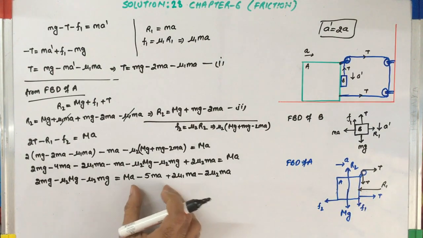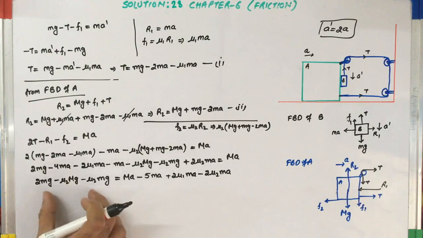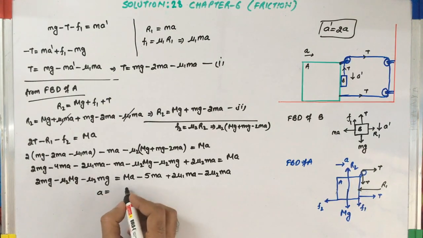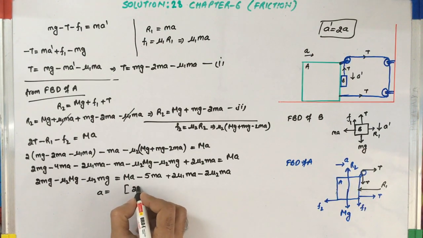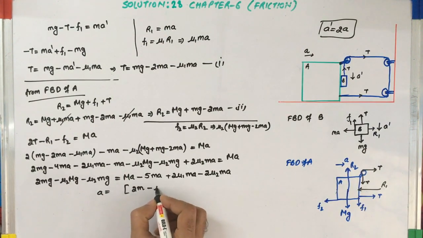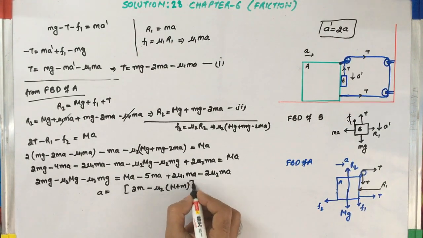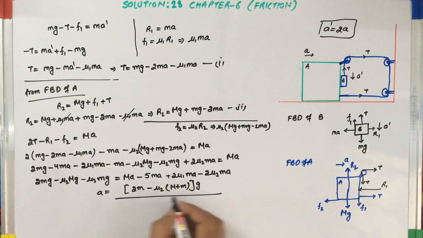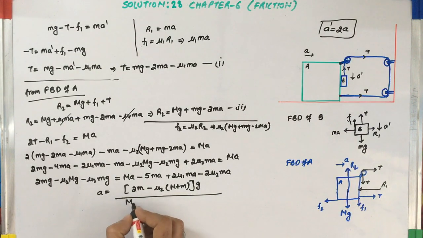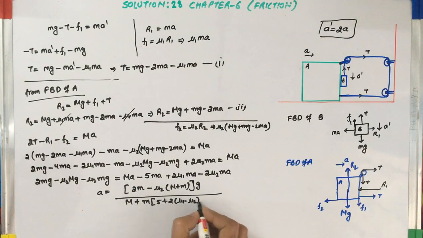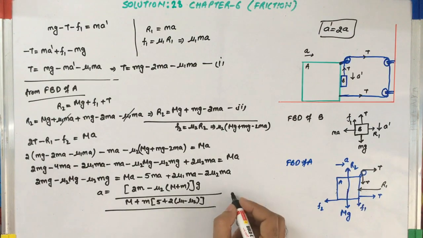Okay, now taking a common in the right hand direction and g common in the left hand direction, a will become 2m minus mu2 m plus m times g upon m plus m times 5 plus 2 mu1 minus mu2, right? So this is the solution of this problem.